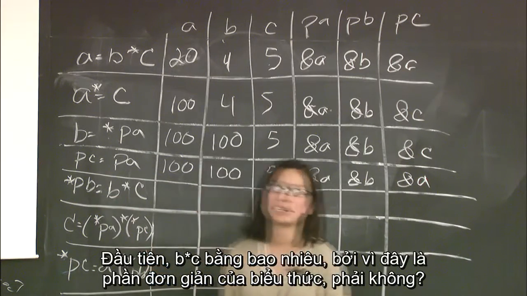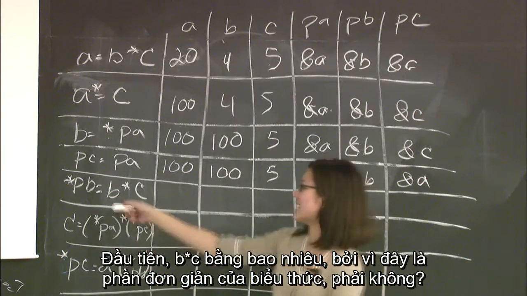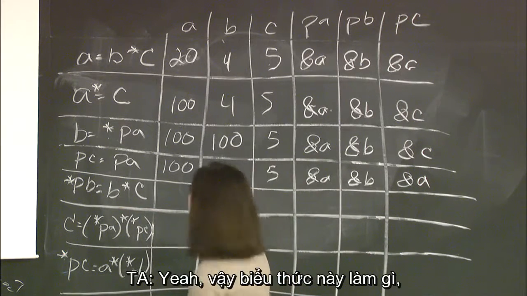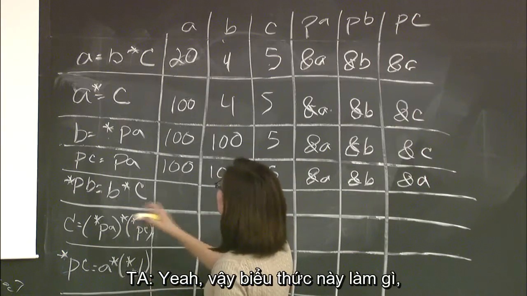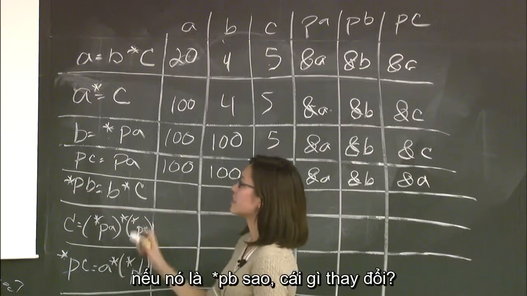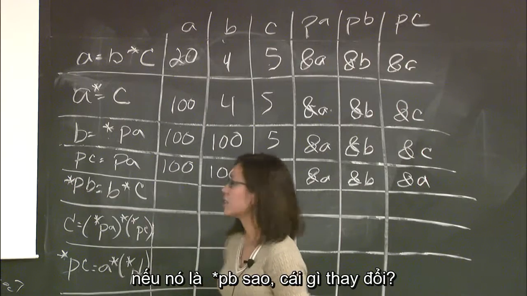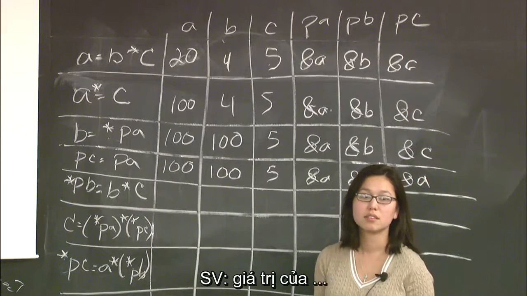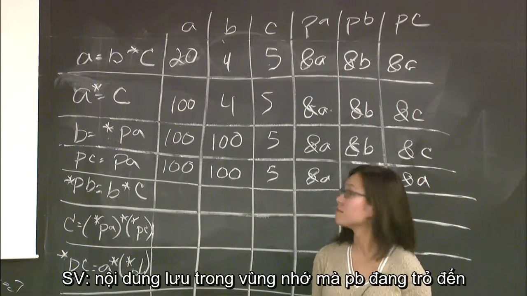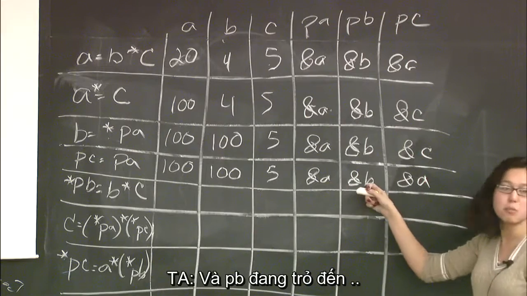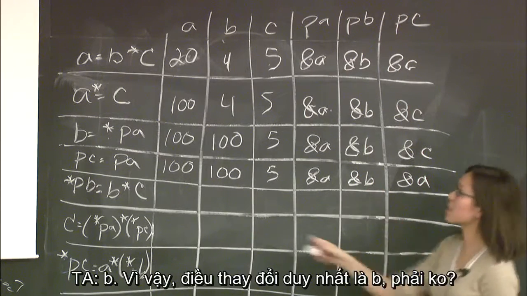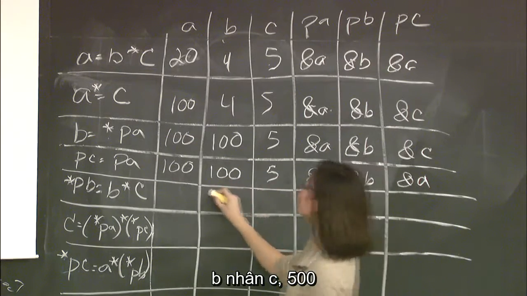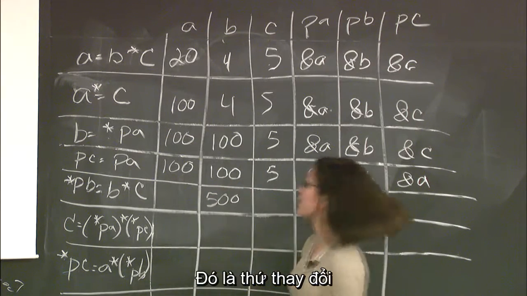First, what's PC? B times C. Because that's the easy part of this one, right? B times C is 500. Yeah. So what is this one doing? If it's star PB, what's changing? What's in B? What's in the space that PB is pointing to. And PB is pointing to B. So the only thing changing is B, right? So B times C, 500. So that's what changes now.